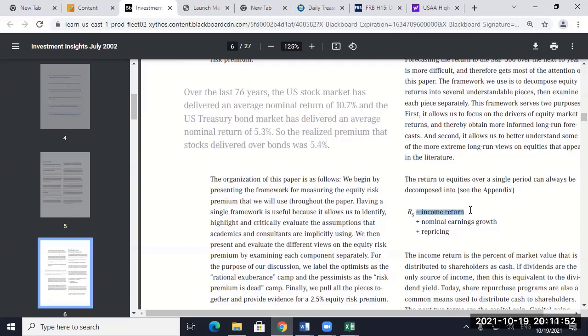Income return. What is the income return? Used to just be dividend yield. Now it's dividend yield plus maybe an adjustment for stock buybacks. Nominal earnings growth. What is nominal earnings growth made up of? Inflation plus real earnings growth. And then repricing. What is repricing?